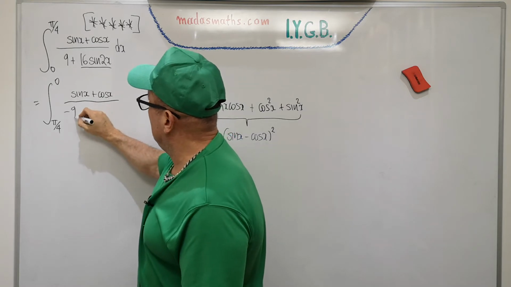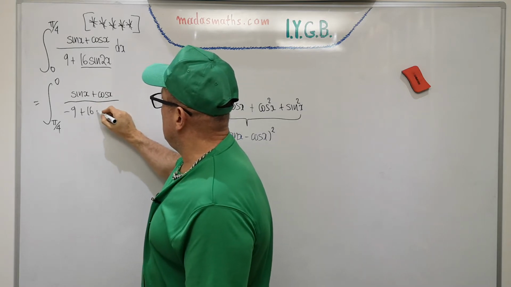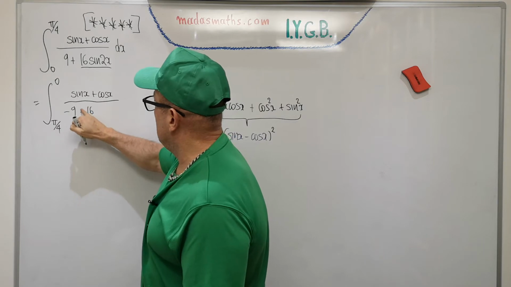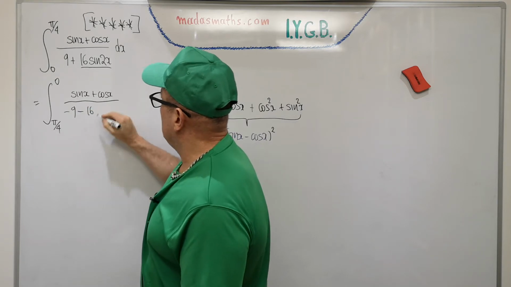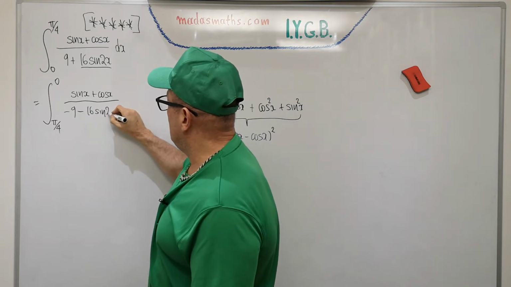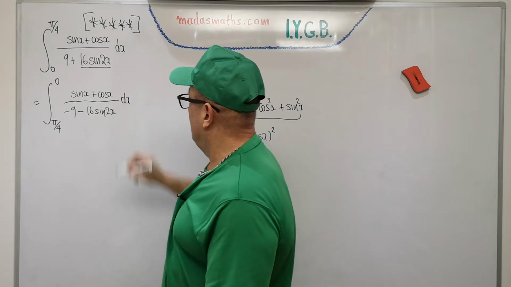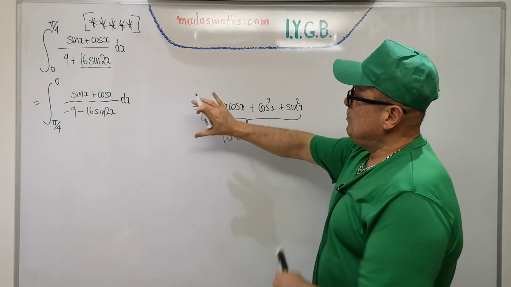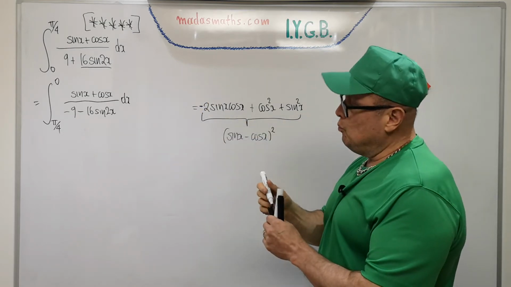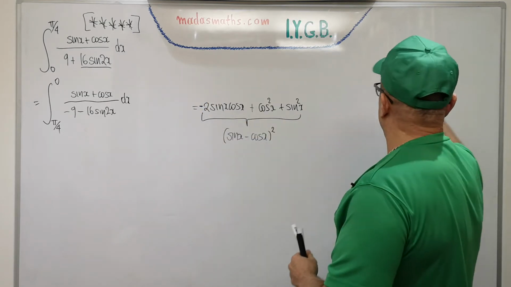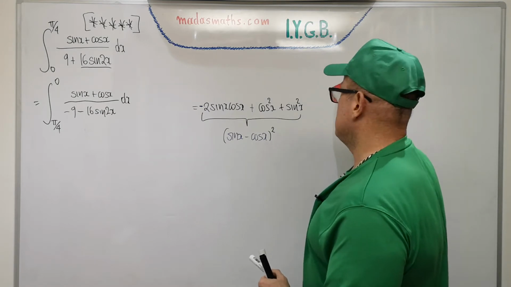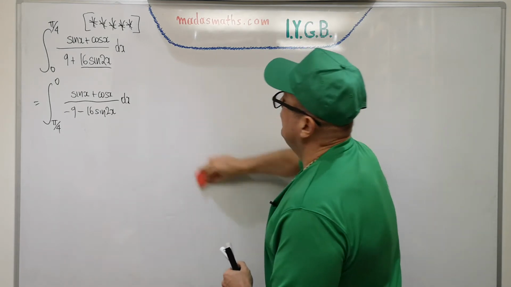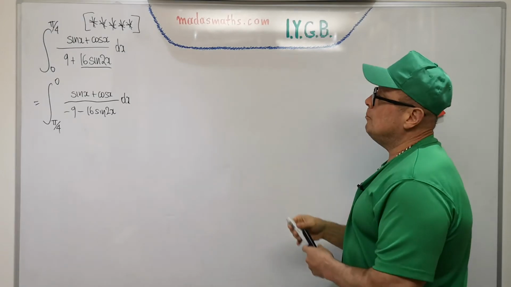Let's pause for breath and think what we're going to do next. I'm already making stupid things. Minus 16, sine of 2x, dx. Probably want to come out of the integral and manipulate this expression here to what I actually need. So let's clear this board and concentrate on this denominator.